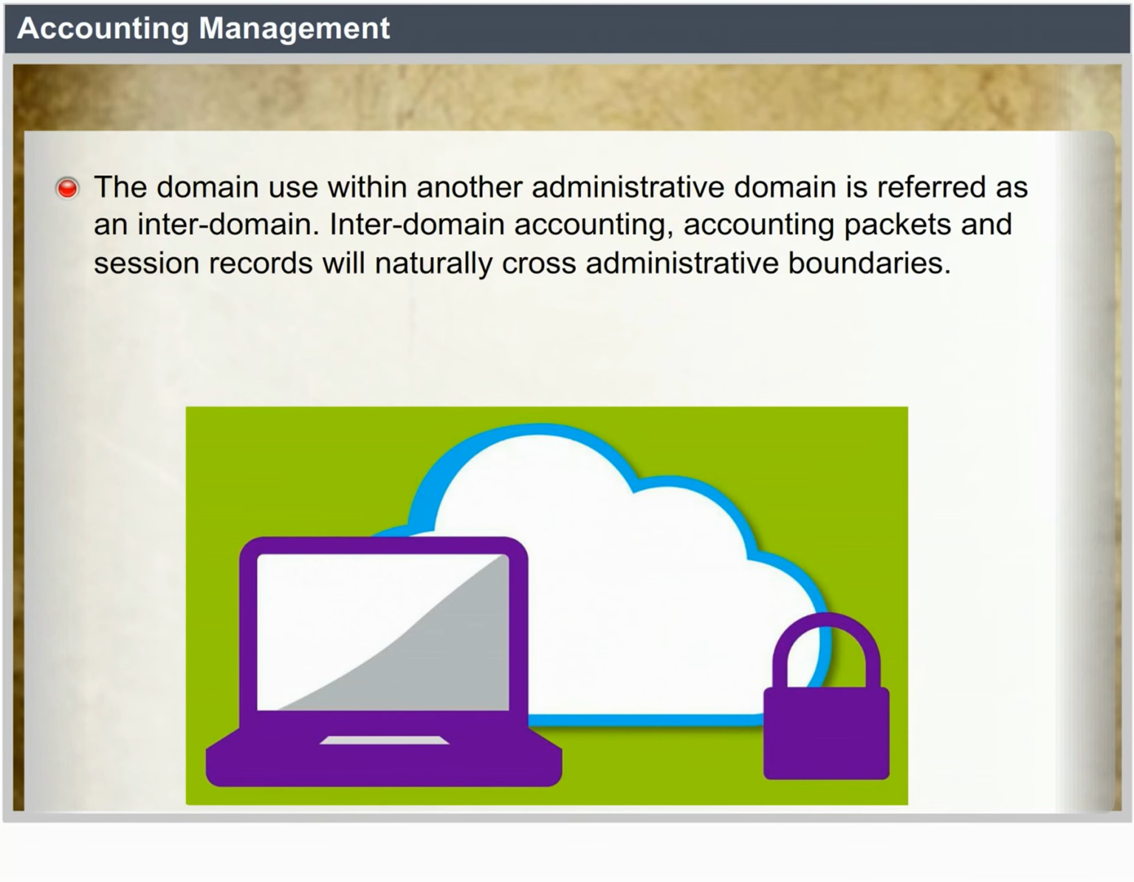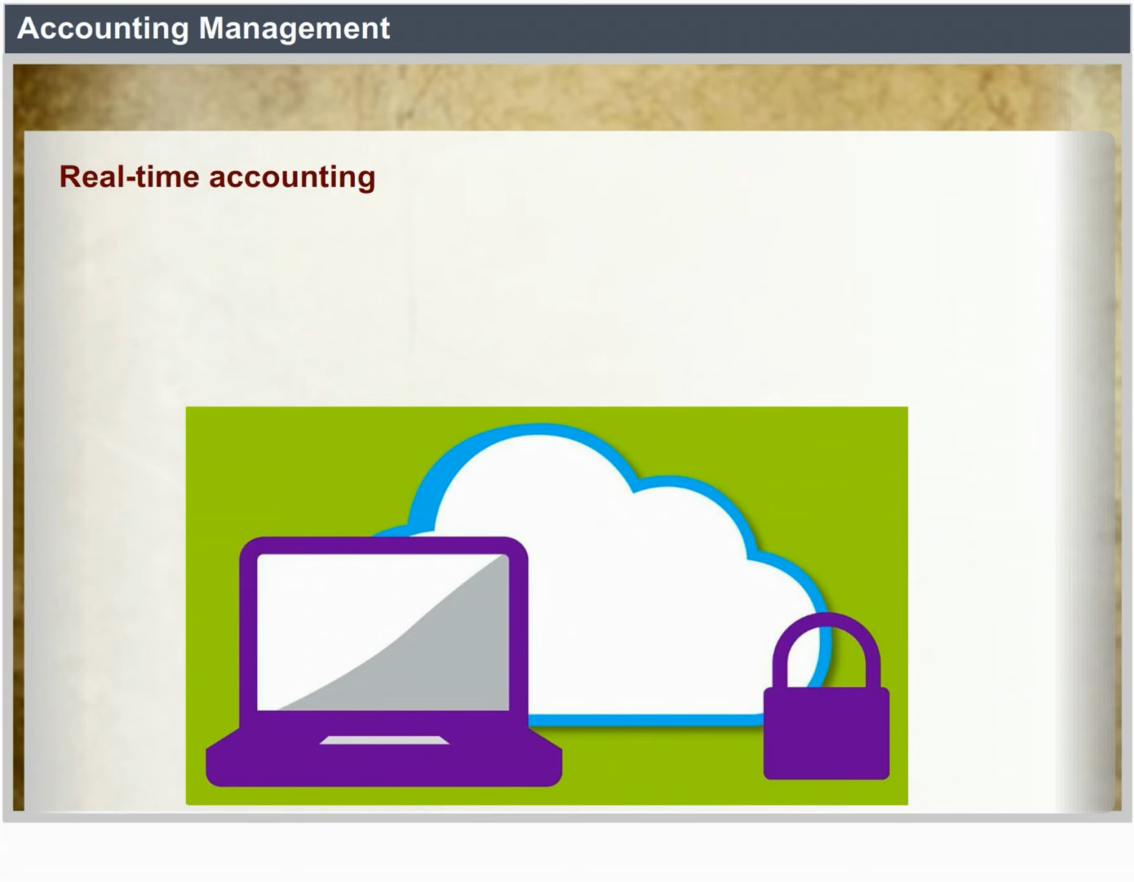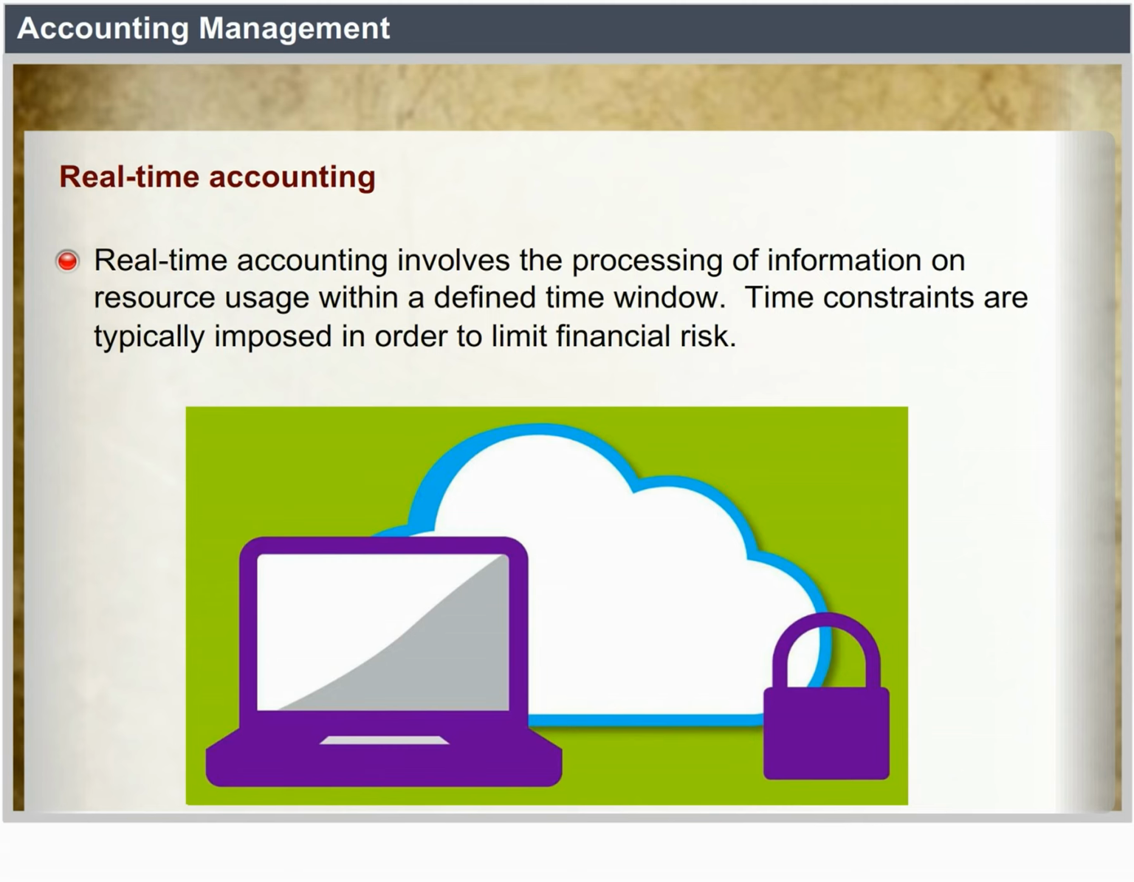The domain used within another administrative domain is referred to as an interdomain. Interdomain accounting packets and session records will typically cross administrative boundaries. Real-time accounting. Real-time accounting involves the processing of information on resource usage within a defined time window. Time constraints are typically imposed in order to limit financial risk.